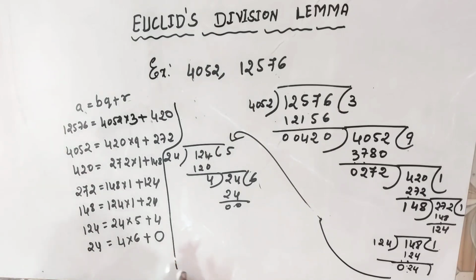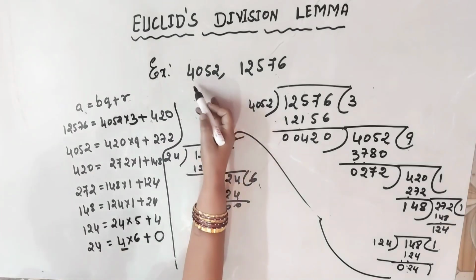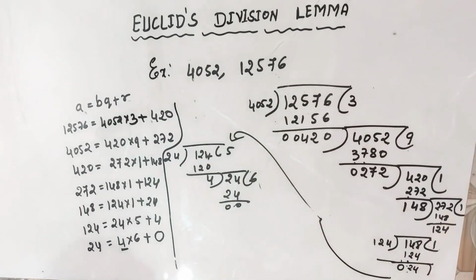I told you also that Euclid's division lemma is used for finding the HCF. And what will be the HCF here? Here the HCF will be 4, the HCF of both 4052 and 12576, and this will be the answer. Now 4 is the HCF of both the numbers. So this is what Euclid's division lemma is.